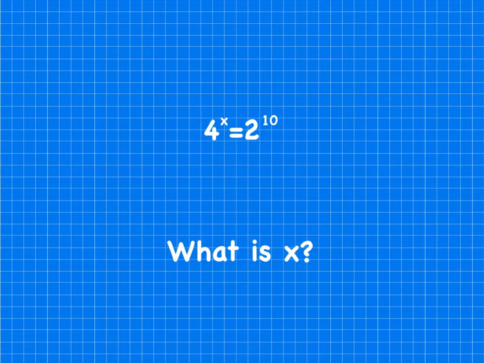So now I don't have the same base anymore. I've got a 4 and a 2. So I can't just set the exponents equal to each other because my bases are not the same. What I can do is take 4 and rewrite it or rebase it so that it has a base of 2. So instead of 4, I write it as 2 squared. And then I drop down everything else. Drop down to the x power and 2 to the 10th.